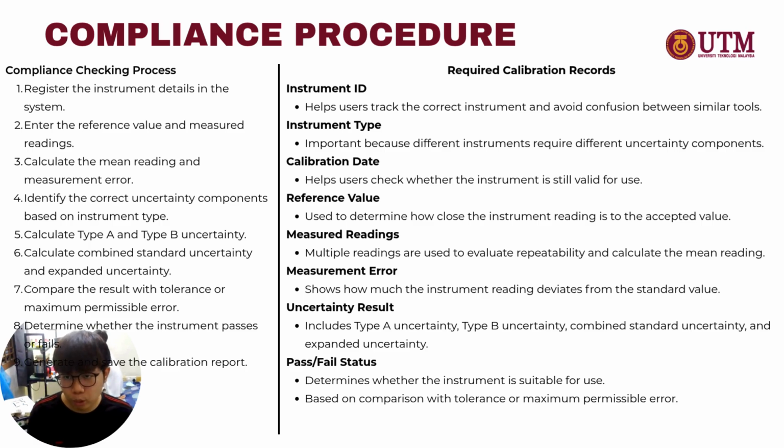It begins with registering the instrument details and entering the reference and measured values. The system then automatically calculates the mean reading and measurement error. Crucially, in step 4, it identifies the correct uncertainty components based on the specific instrument type. It then computes type A, type B, combined standard, and expanded uncertainties. Finally, it compares these results against the tolerance or maximum permissible error to determine a definitive pass or fail status, culminating in the generation of a safe calibration report.